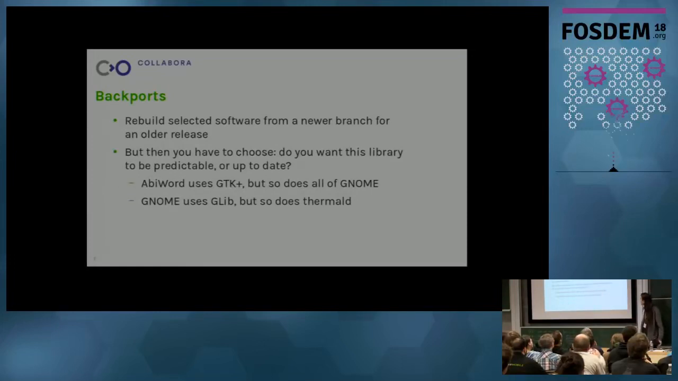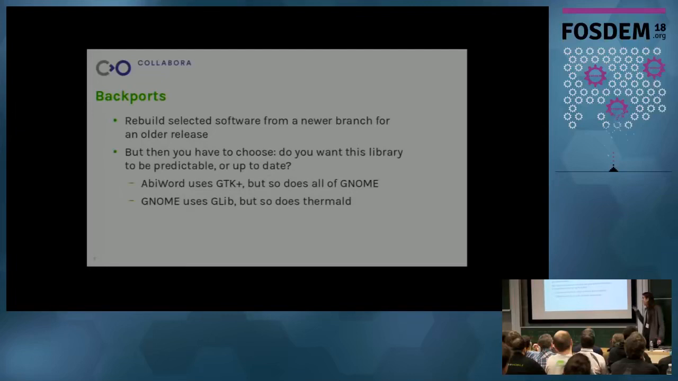But if you do depend on newer libraries, because you only have one copy of like libgtk3 on your system, you have to make this unpalatable choice of, do I want the predictable one or do I want the latest for my backport? So for instance, if you have a backport of AbiWord, which depends on GTK, it might pull in a newer version of GTK, okay, fine. But now all of GNOME is using that newer version of GTK, and maybe you've just destabilized your entire desktop environment, which is probably not what you want.